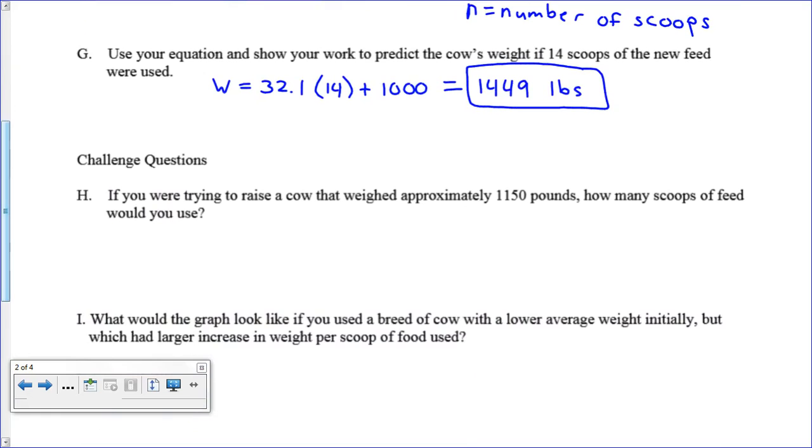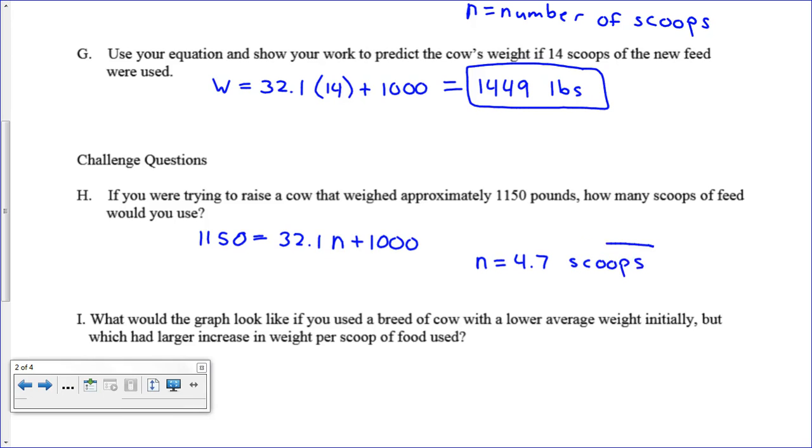This next one here says if you were trying to raise a cow that weighed approximately 1150 pounds, how many scoops of feed would you use? So in this case, we've just given you weight, so we'll put that in for W. 1150 equals 32.1 times our number of scoops plus 1,000. So we'll subtract 1,000 from both sides and divide by 32.1. And I get N equals 4.7 scoops.